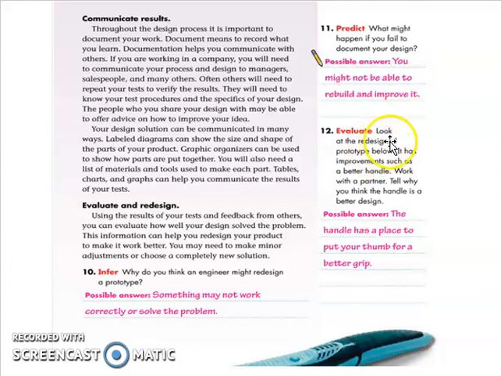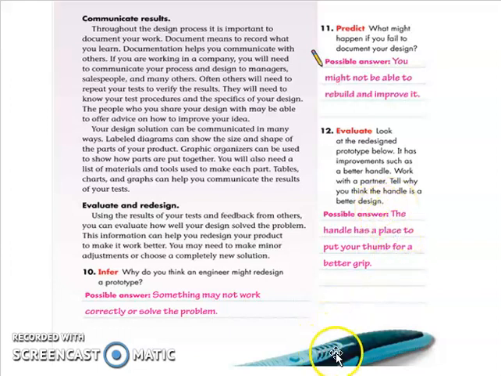That's why recording is very important, or writing your result. And number 12, evaluate. Look at the redesigned prototype below. It has an improvement such as a better handle. Work with partners. Tell why you think the handle is better designed.